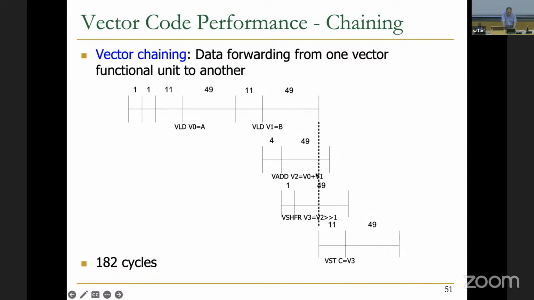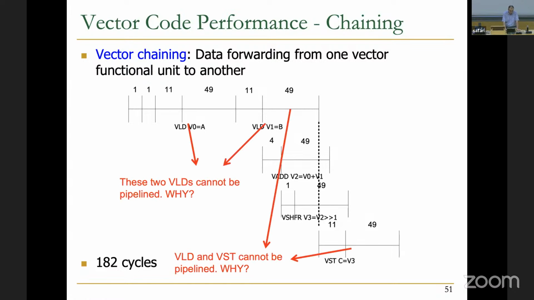But for the store, you need to wait until this load also ends, because we are limited by the number of memory ports. We consider here that we have 1 memory data port that can be used for both loading from memory and storing to memory. So essentially, you cannot pipeline more. Here you need to wait. With that, you end up having 182 cycles.